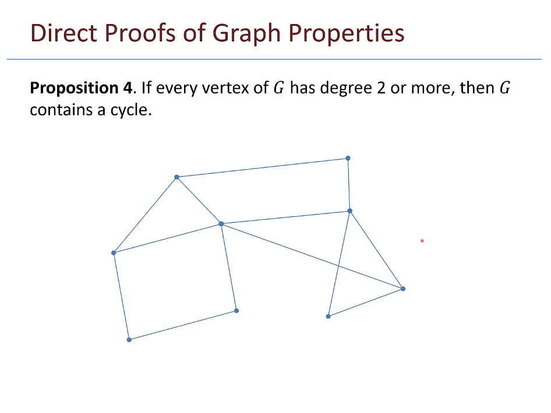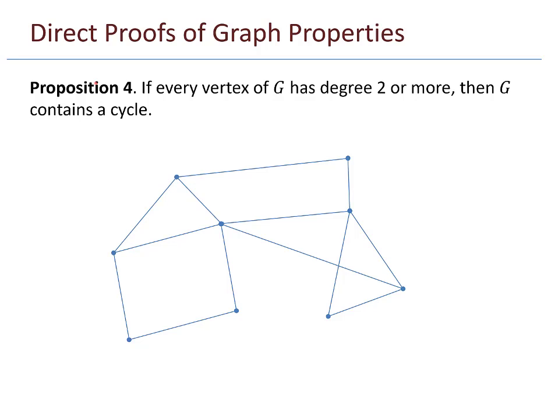Proposition 4. If every vertex of G has degree 2 or more, then G contains a cycle. This one is interesting. I know something about the graph that will guarantee the existence of a cycle if every vertex has degree 2 or more. Kind of a neat result. So this graph before us, you can see every vertex does have degree 2 or more. And yes, indeed, there are many cycles.